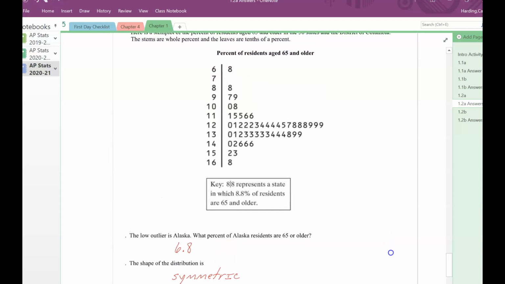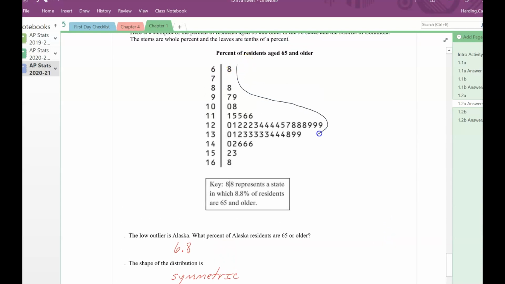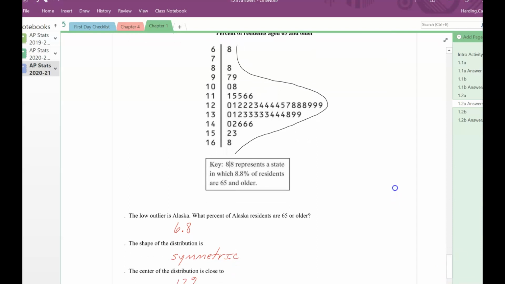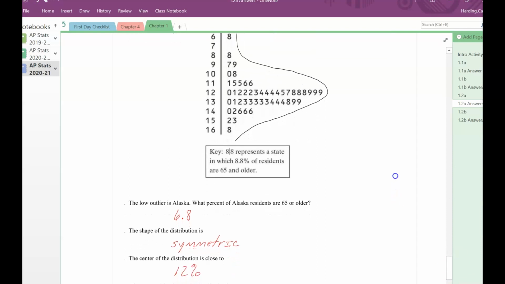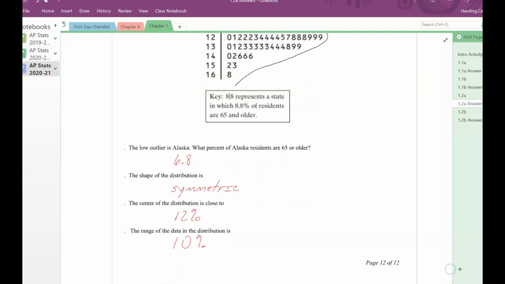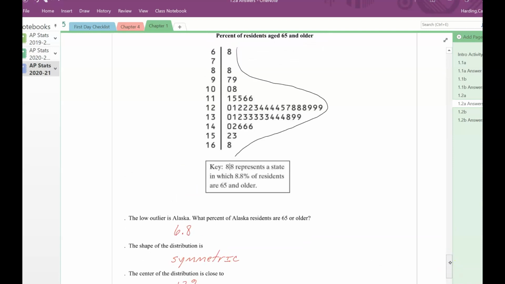What is the shape of the distribution? The shape of the distribution is relatively symmetric. If you said mildly skewed left, I would probably take that also, but the skew is pretty mild. The center of the distribution is close to 12%. Again, this is an estimate. If you wrote down 11.6%, 13%, that's fine also. The range of the data in the distribution is 10%. It goes from 6.8% to 16.8%. The big thing here is reading the key and knowing what the numbers are telling you.